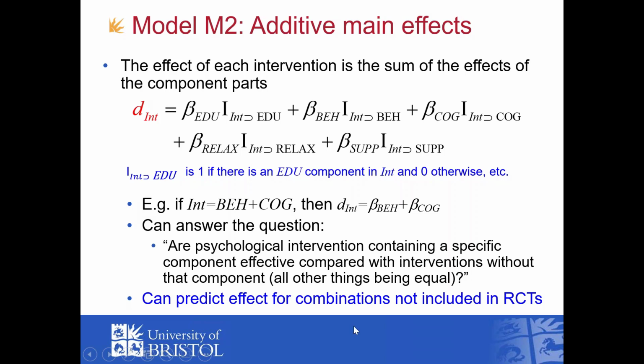It also means that we can make predictions, as long as we're happy with the assumption that there's no interaction. We can make predictions for any combination by just adding together their component parts. Now, that means that we can make predictions for combinations that weren't actually included in the data set. So let's say that none of our trials compared interventions that had relaxation plus behavioural plus support. We would be able to make a prediction for that effect by just adding the beta relax plus beta behave plus beta support. So that's quite a powerful property of this model, but it does make an assumption that there's no interactions between the effects of these different components.